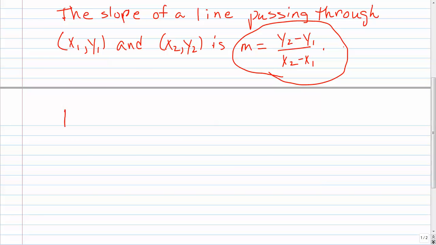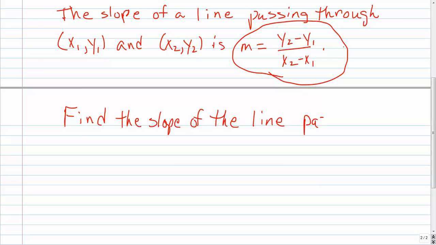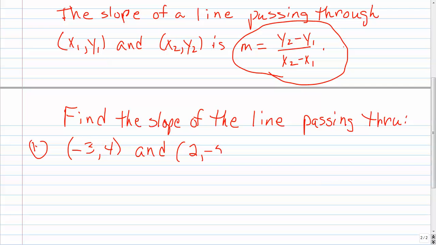So let's find the slope of the line passing through, first of all, these 2 points: (-3, 4) and (2, -5). So these are the 2 points on our line.